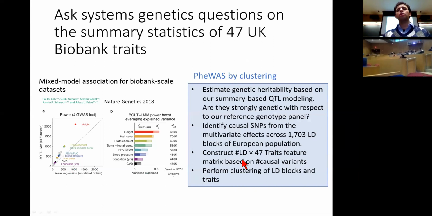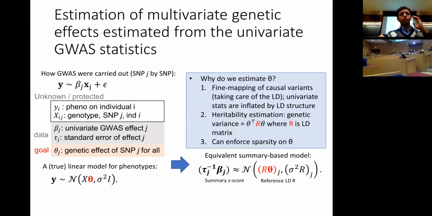And then what you can construct is a matrix that tells you, for every LD block across these 1,700 blocks, what is the vector of association across the 47 traits, and what are the causal variants within these blocks. And then you can cluster the LD blocks according to their trait association. Who's with me so far? Awesome. So that's what you can do.